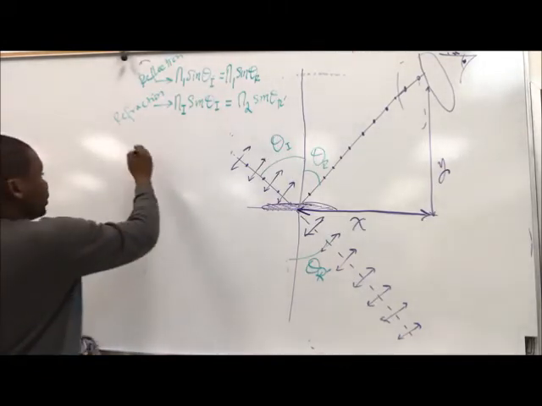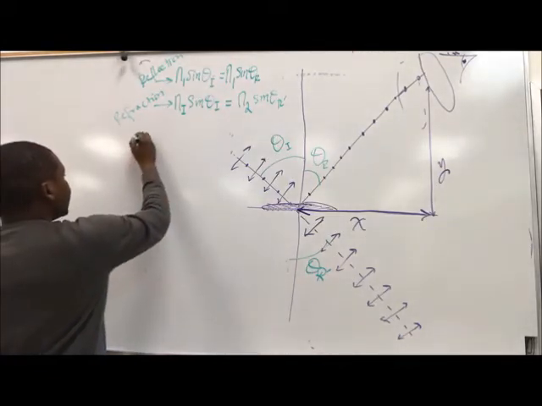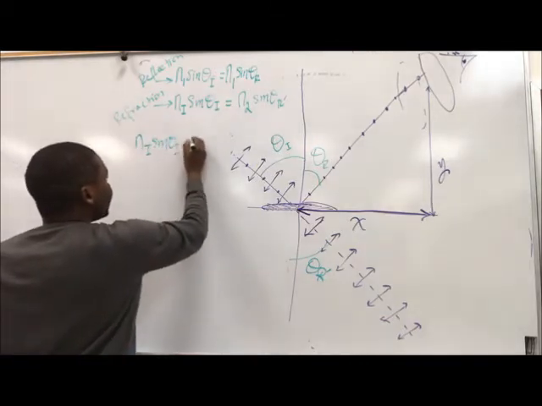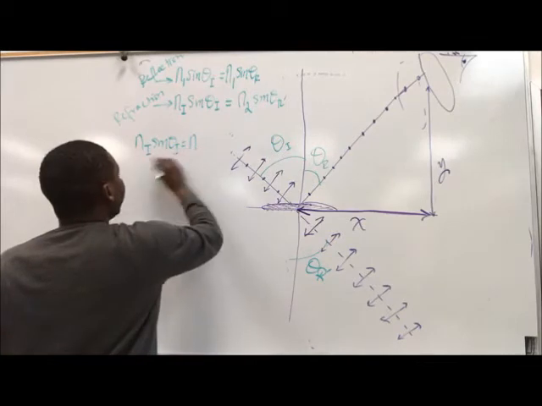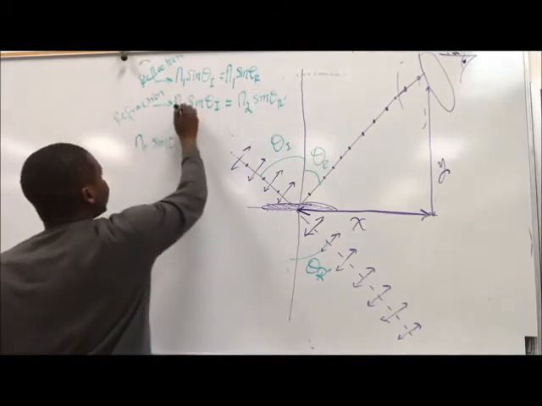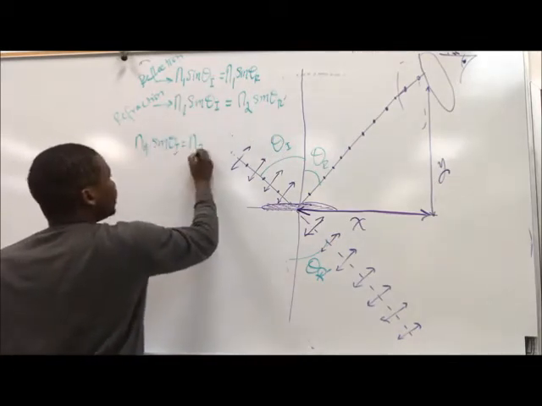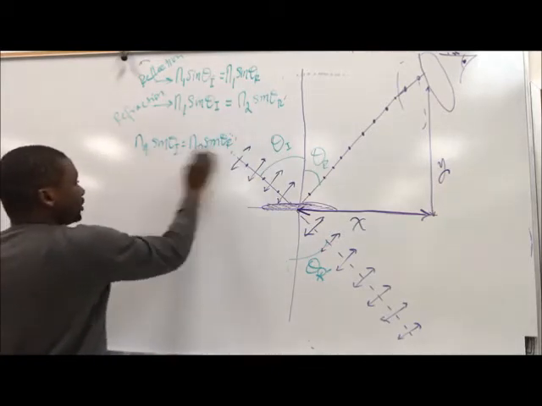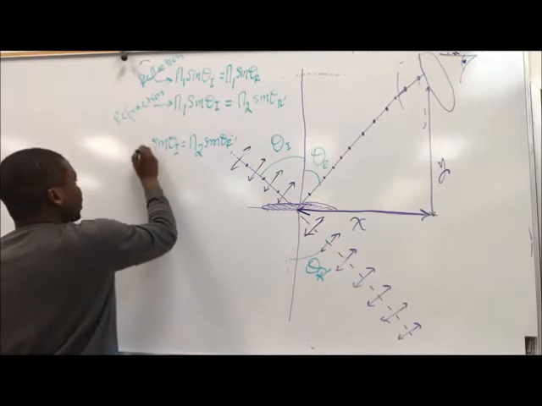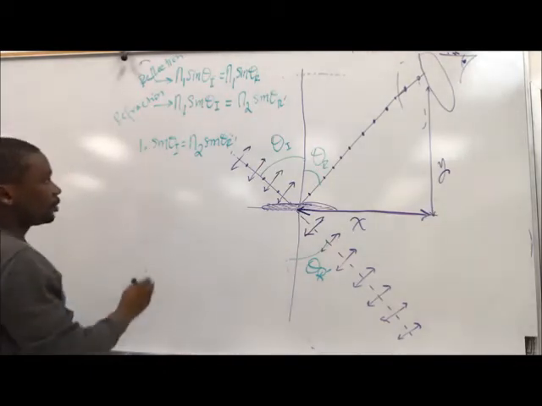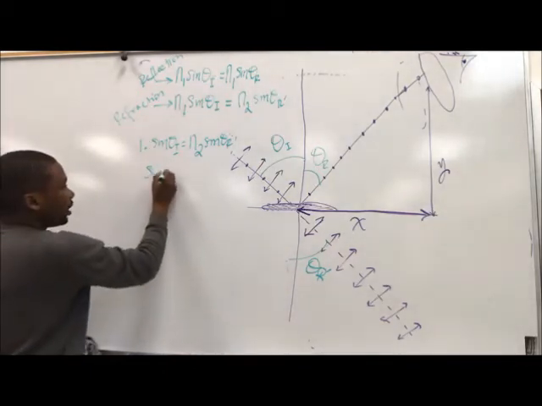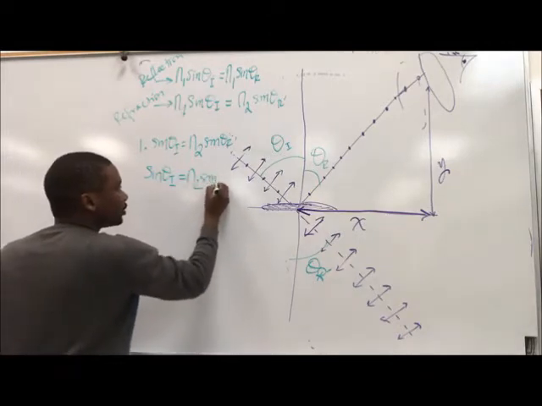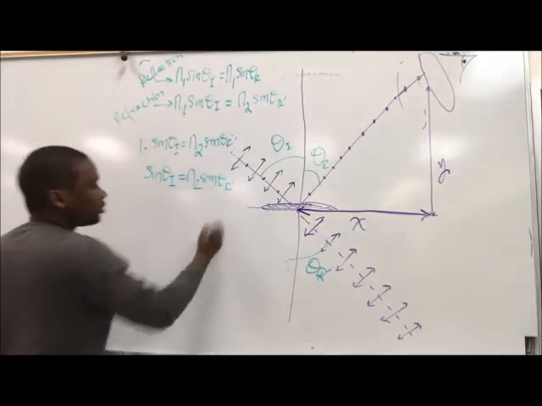For the refraction case, that is n1 sine theta i equals n2 sine theta r prime. I'm sorry, I should have said n1 here. n1 is in air, so this will go away to become 1 times that. So the net result is I have sine of theta i equals n2 sine of theta r prime. That is for refraction.